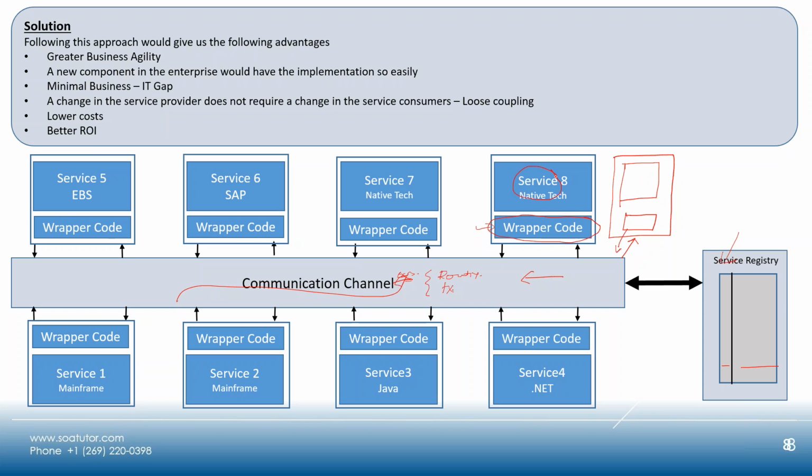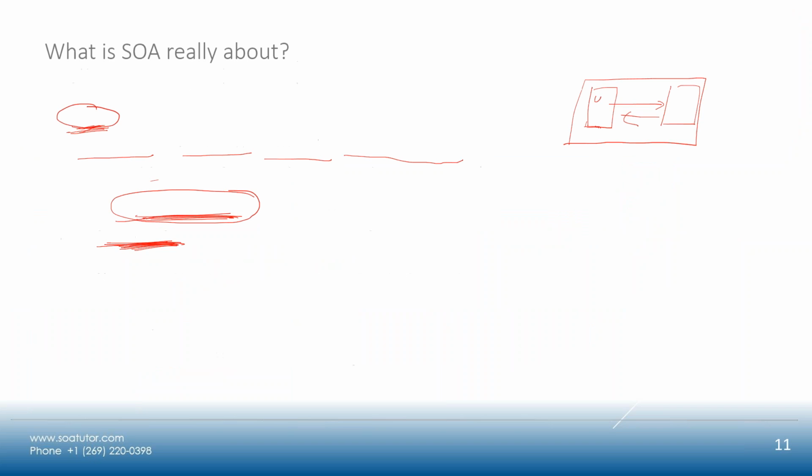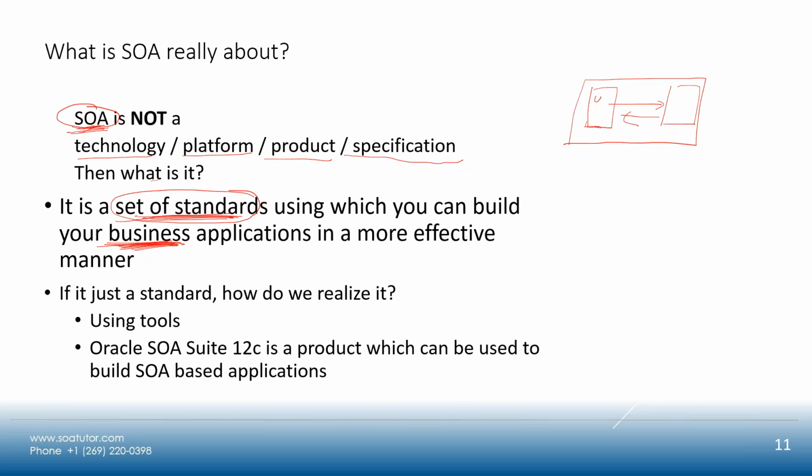So all these extra things, SOA tells you to do them, but how do you achieve it? If you really have time and patience, you do it. Obviously, no one does it. Then how do you realize it? You realize it using tools. You have certain tools using which you can achieve these principles. When you write an application using such a tool, it automatically adheres to all the SOA principles. Now, one such tool is called Oracle SOA Suite 12c.